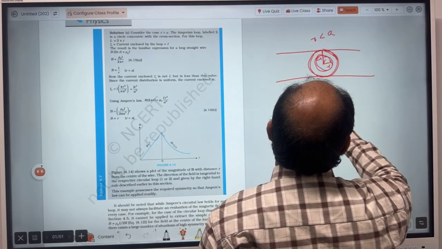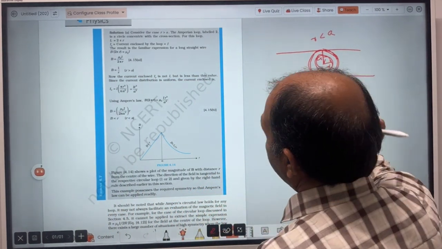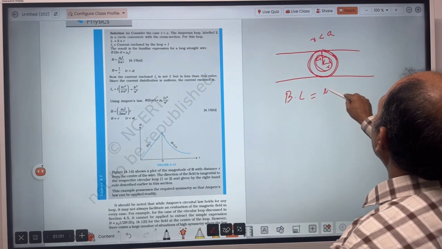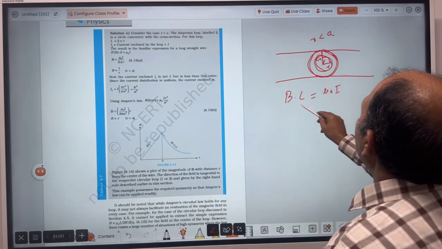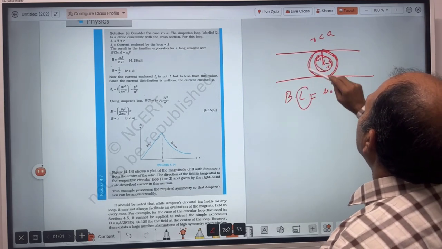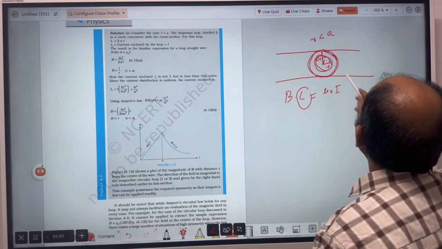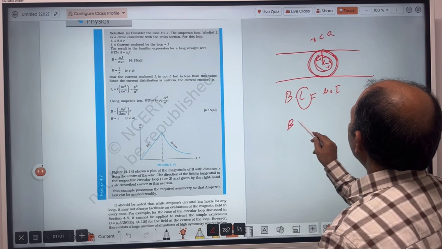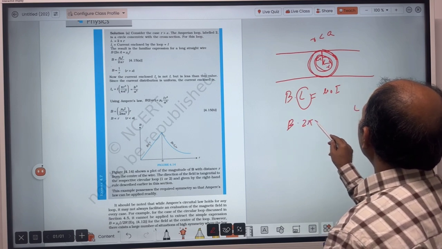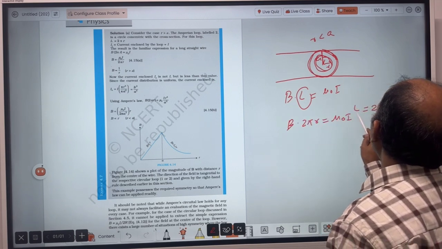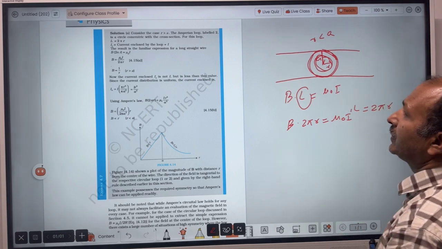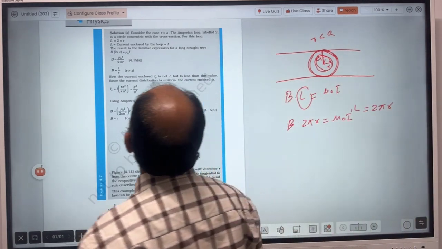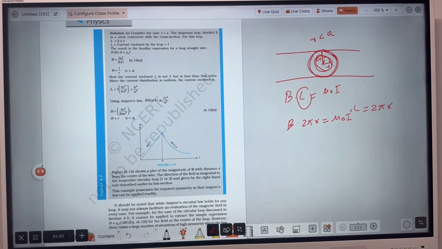Since we need B dot L equal to, what is the formula? Mu naught I. So here what will be L? L will be the length of the loop that we are considering. So L will be 2 pi r. Right. So you will write B into 2 pi r equal to mu naught I. But you can't take it as I. Here I will be something different. So what is I?